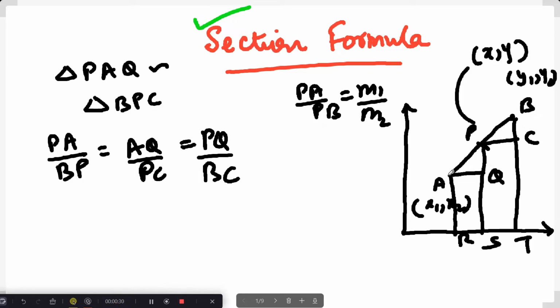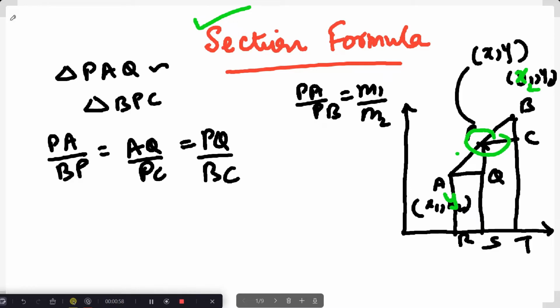2 points A and B. A is x1 y1, B is x2 y2. Sorry, x1 y1, and I don't know why I've written x2 y2, right? And P is a point of coordinate x comma y. It is dividing this line segment in the ratio m1 by m2, right? Now we have to find out what are the coordinates of this point P.